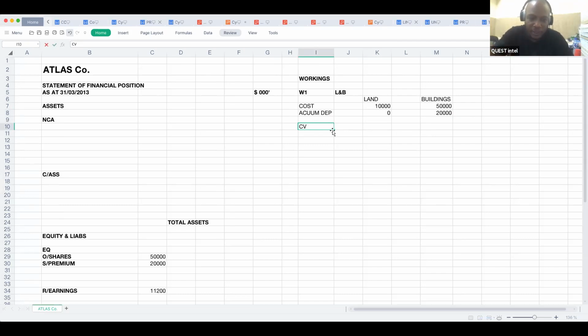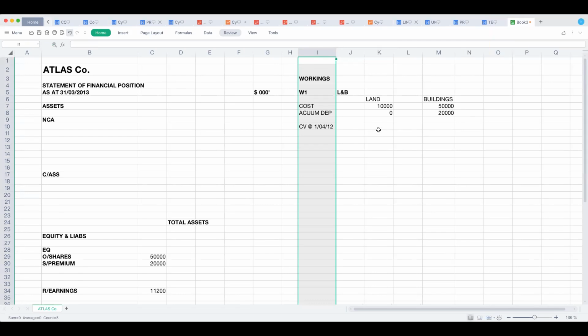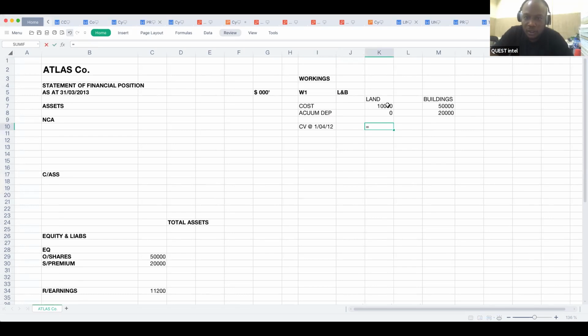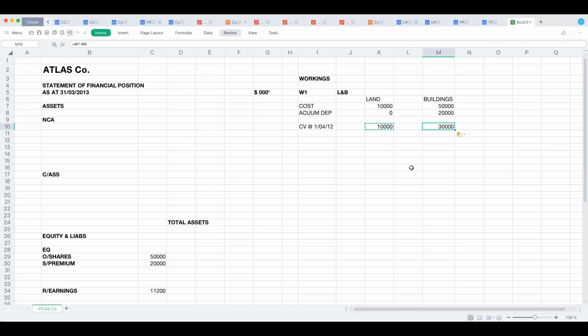And CV is carrying value, not that you usually use it for abbreviation. So carrying value at the beginning of the year, 1st April 2012, right? Nobody answered me. Yes. Okay. So that's equal to the cost minus the accumulated depreciation. Okay. And if you want to, under exam conditions, you can copy this, control copy, and control paste, and it will do that for you.